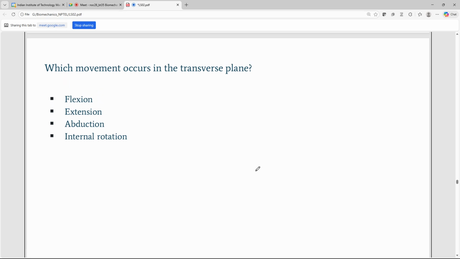Next question. Which movement occurs in the transverse plane? Which among the following movements occurs in the transverse plane? Options are flexion, extension, abduction, internal rotation.